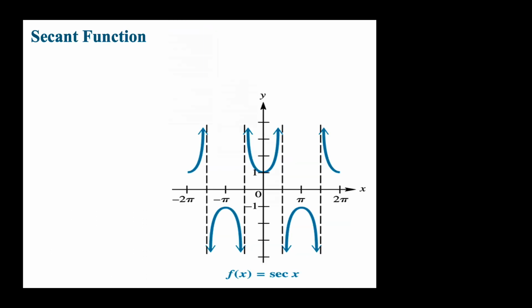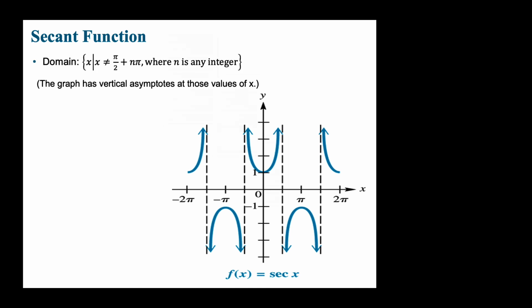Secant, the graph looks like this here. Its domain is all x such that x does not equal pi over 2 plus n many pi's, where n is any integer. The graph has vertical asymptotes at those values. So just like cotangent and tangent, secant has vertical asymptotes, therefore those x values would not be in the domain.